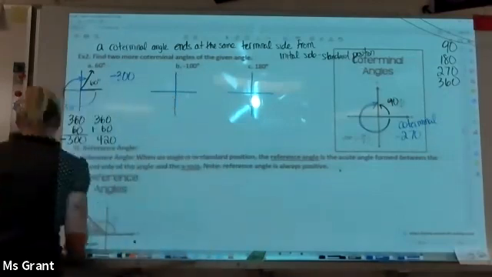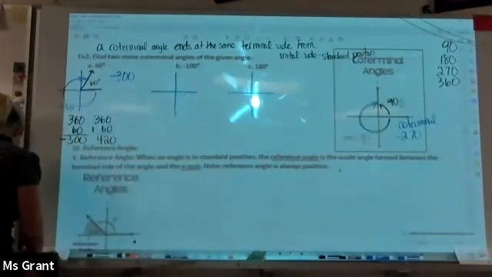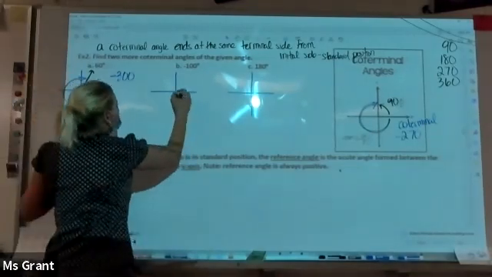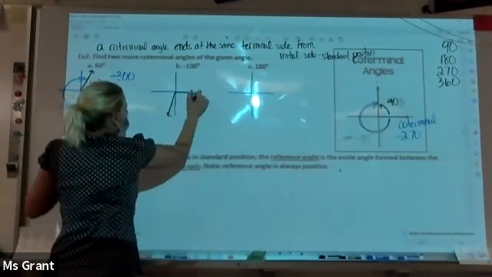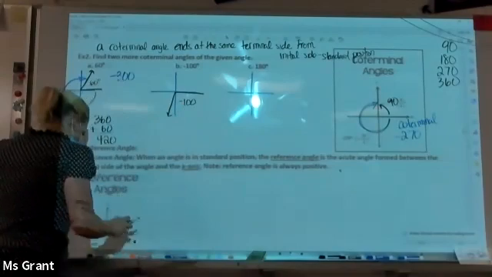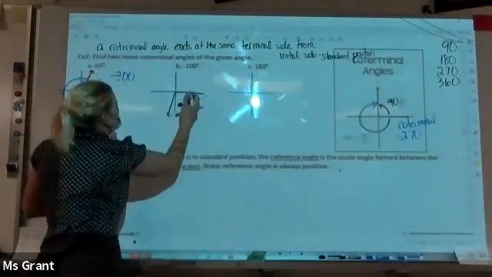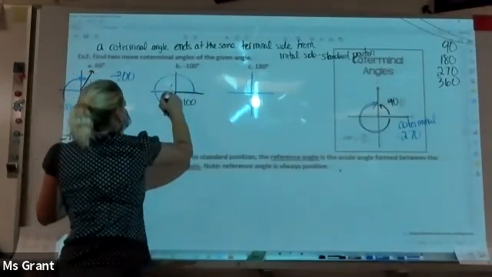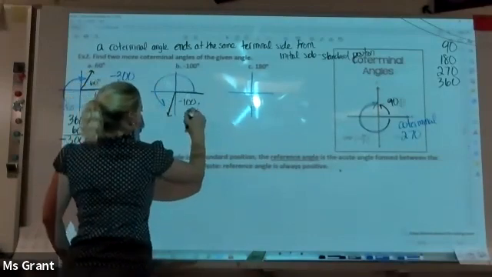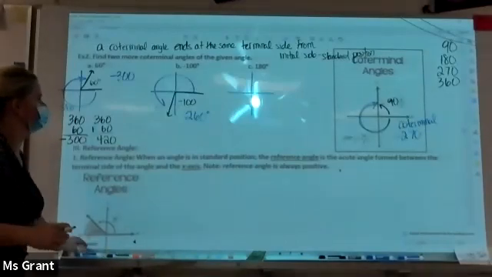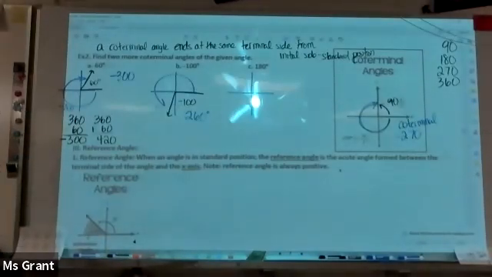If I have negative 100, that'd be like here, right? I actually only have one because it's positive 260. I'll just write one.